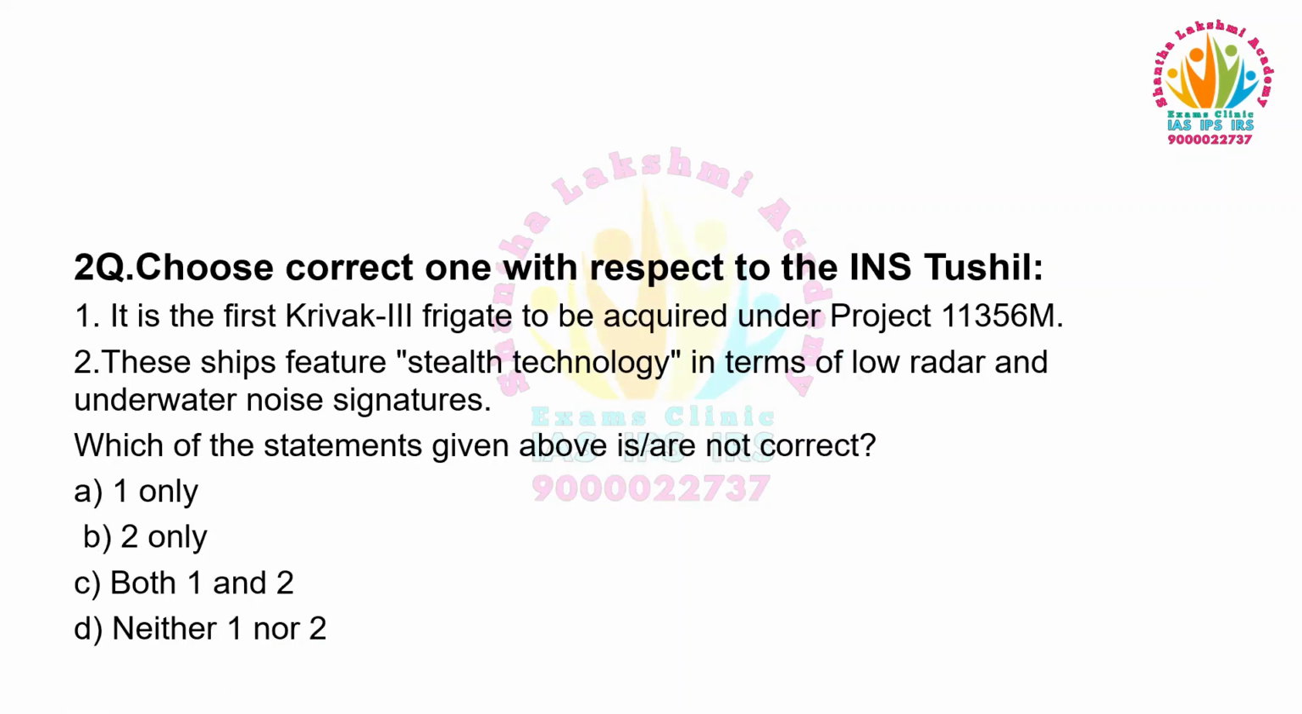Choose the correct one with respect to INS Tushil. It is the first Krivak 3 frigate to be acquired under Project 11356M. These ships feature stealth technology in terms of low radar and underwater noise signatures. Which of the statements given above is not correct? One only, two only, both one and two, neither one nor two.